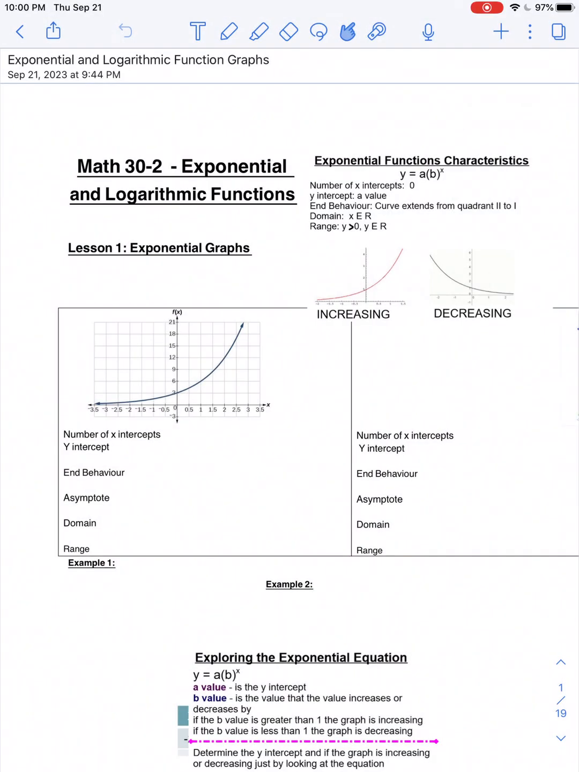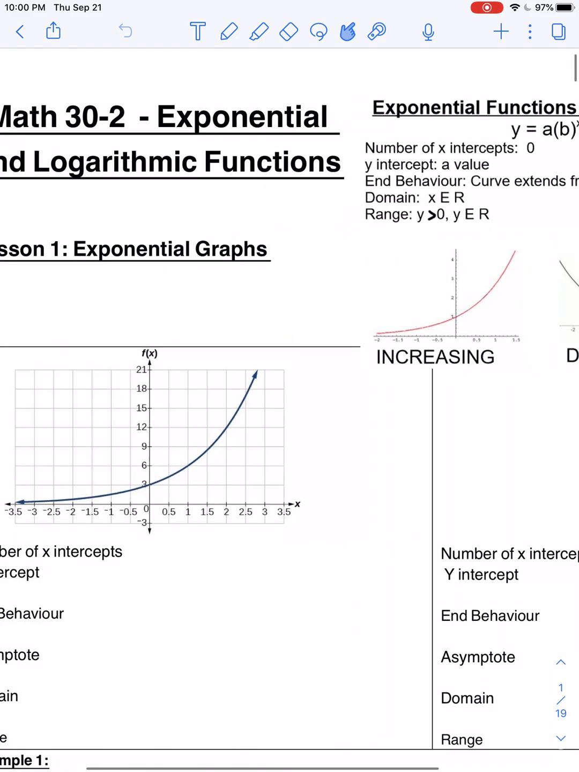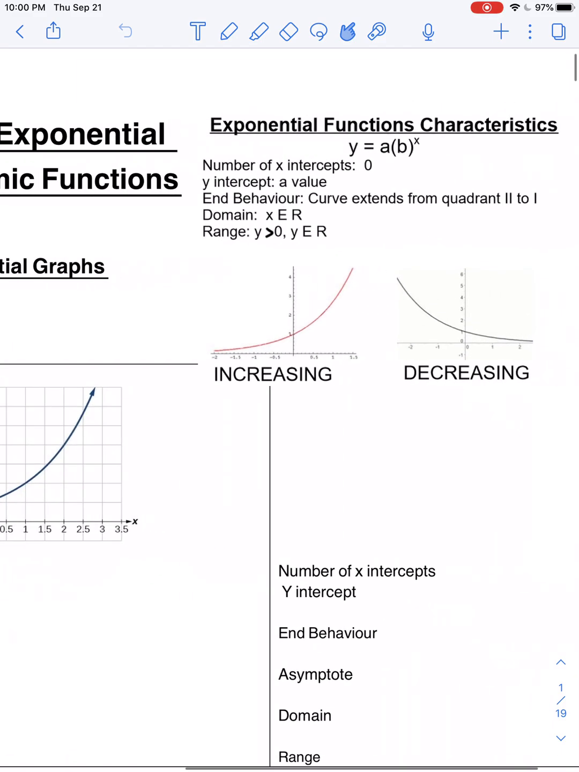All right, so we're going to start exponential and logarithmic functions. So the very first lesson, we're still sticking with graphs, and we're going to actually be looking at exponential graphs. So the exponential format is y equals a times b to the power of x. So a few things. A is generally your y-intercept.